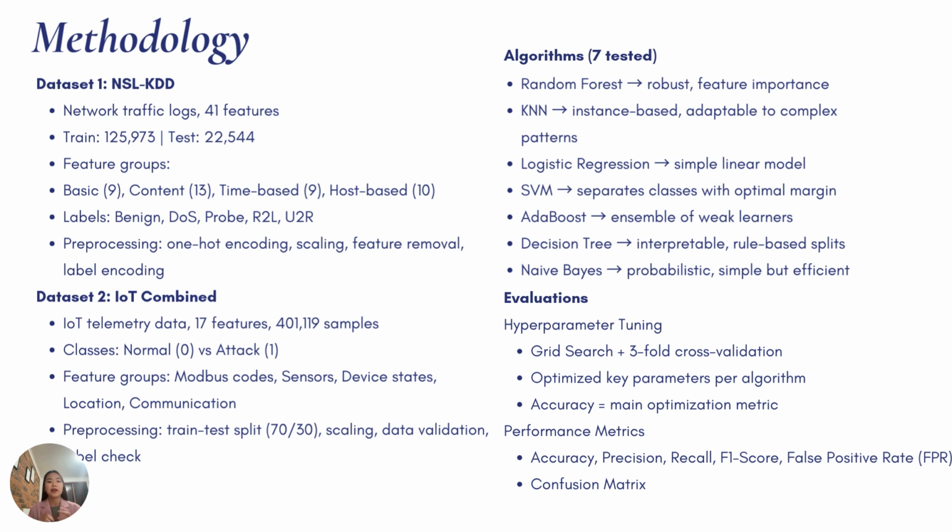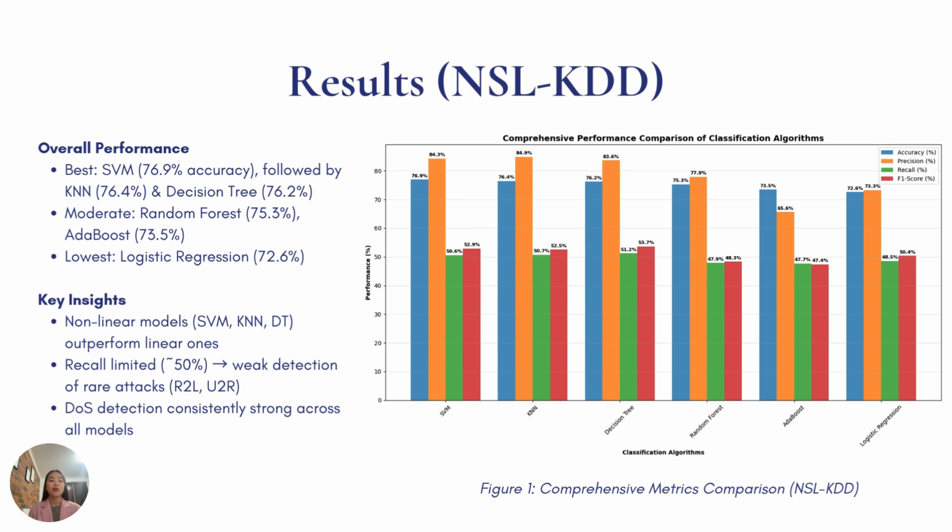The algorithms tested are Random Forest, KNN, logistic regression, SVM, AdaBoost, decision tree, and naive Bayes. I tuned hyperparameters using grid search with threefold cross-validation and evaluated performance on accuracy, precision, recall, F1, FPR, and confusion matrix. And now moving into the results on NSL-KDD.